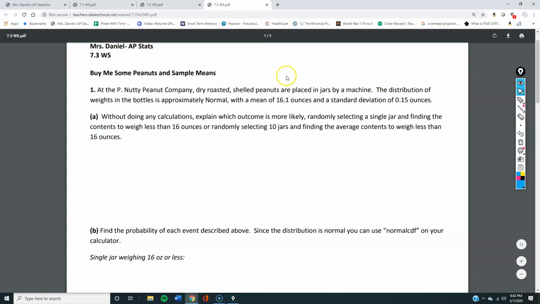At the Peanutty Peanut Company, dry roasted shelled peanuts are placed in jars by a machine. Distribution is normal. Mean of 16.1 ounces. Standard deviation of 0.05 ounces, right? All right. What's the chances? You guys can read.